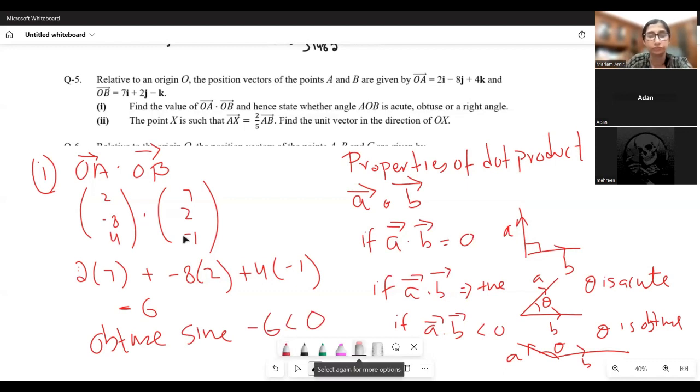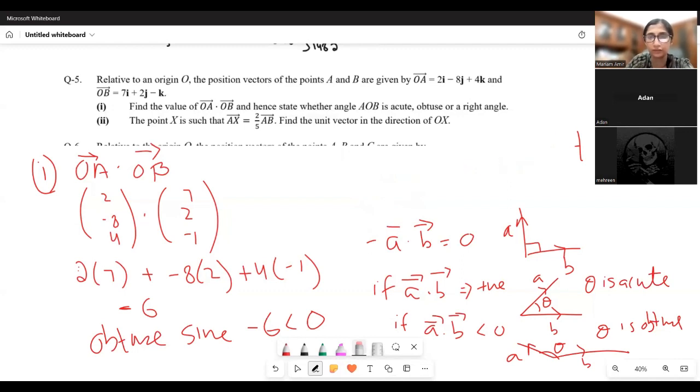Part 2. The point X is such that AX equals 2 by 5 AB. Find the unit vector OX.